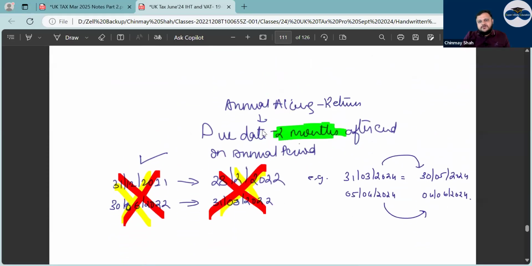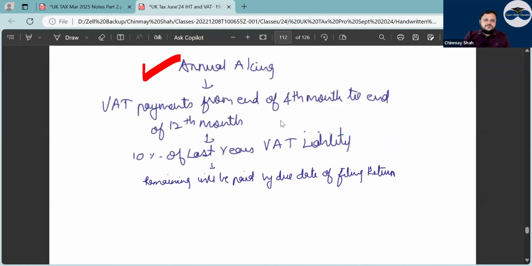So what are the due dates of payment, right? For the annual accounting return, the due date is 2 months after the end of the annual period, correct? Return you have to file 2 months after the end of the annual period, but payment, correct? VAT payments from the end of the 4th month to the end of the 12th month, 10% of last year's VAT liability. So 4th to 12th. And the last payment, right? Whatever is the last remaining will be paid on the due date of filing the return, correct?